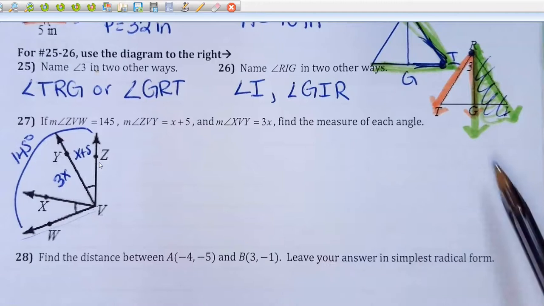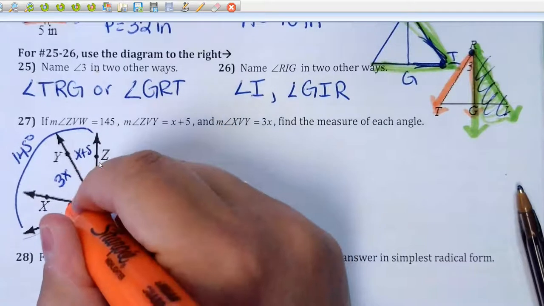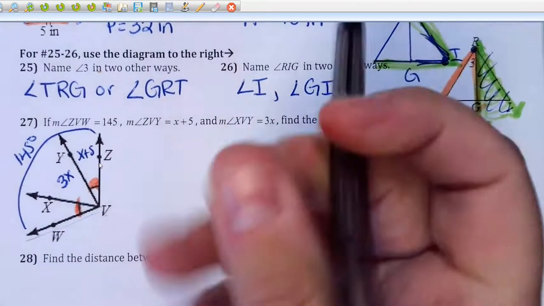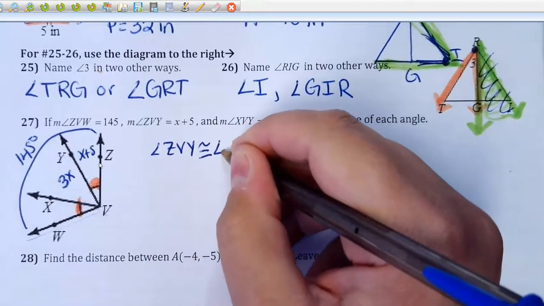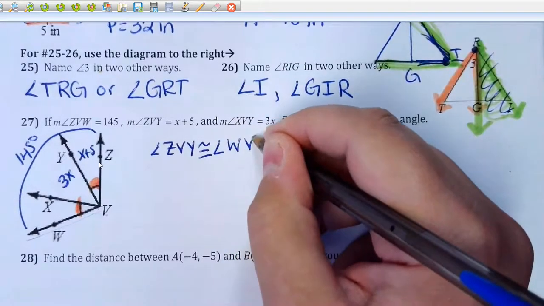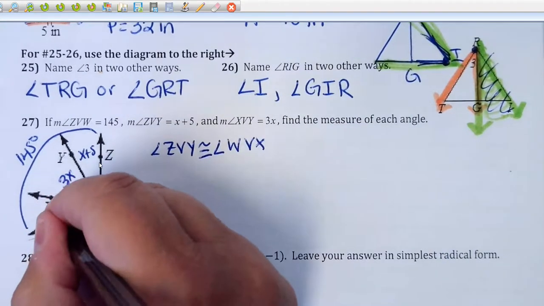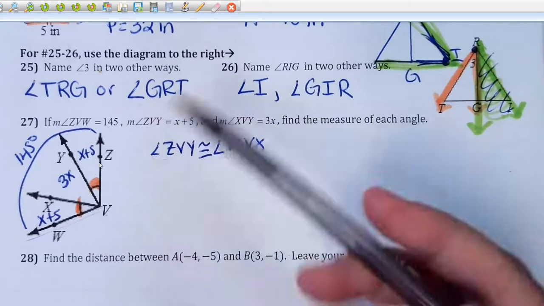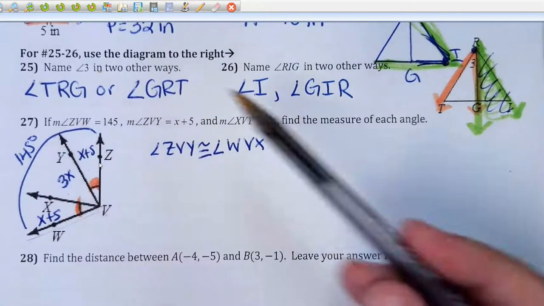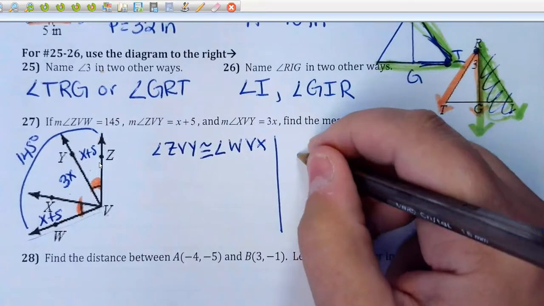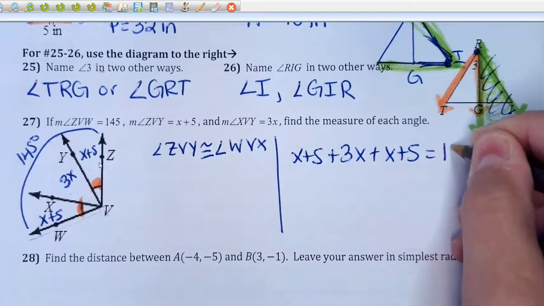And then it doesn't say this in the directions, but I do have these marks right here to indicate these 2 angles are congruent. So by that marking, what's going on there is your angle ZVY is going to be the same measure or congruent to, same thing, as WVX. So if this guy, this ZVY is x plus 5, so is this. I'm going to use angle addition here. So this angle plus this angle plus this angle make up the entire 145 degrees for the whole overall angle there. So I'm going to take the x plus 5, the 3x, and the x plus 5. We're going to add those up, set that equal to the 145.